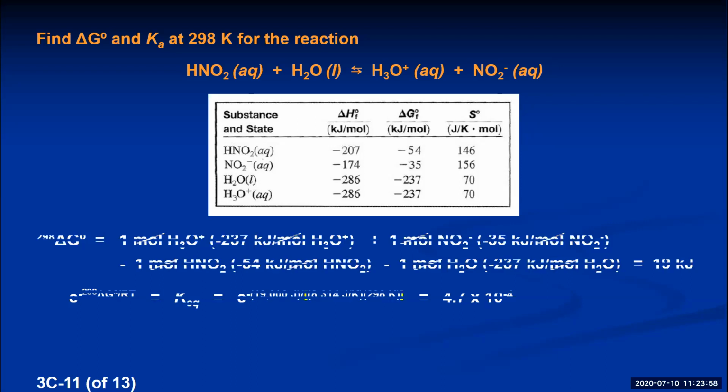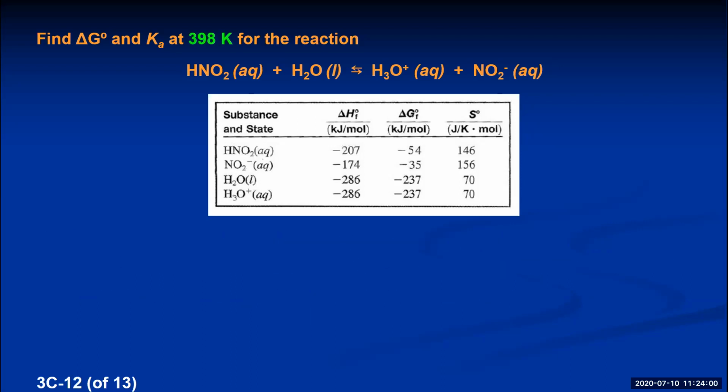What if we wanted to know the delta G naught and the Ka at 398 Kelvin for this reaction? How would you do that? Well, the problem is the first step. The delta G naught at 398 cannot be calculated by using the free energy of formations given in this table because they change with temperature. So what do you have to do when you're not at 298?